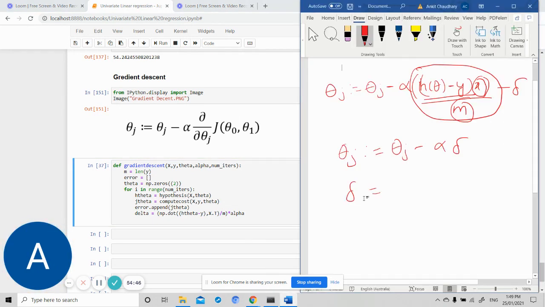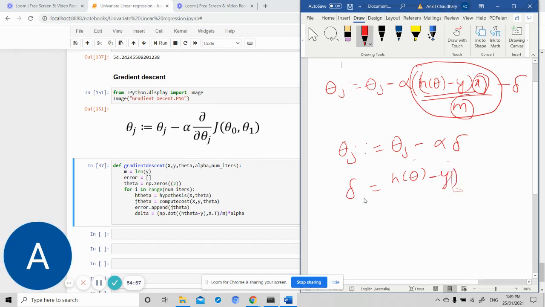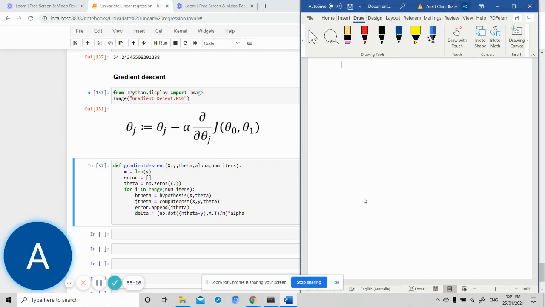So my delta is h of theta minus y. Okay, so this is being again multiplied by x. So this is my matrix multiplication, so we need to transpose this. Then we divide by m, then we finally multiply it by alpha. Why we need to do transpose is, if we generate the output of h of theta minus y, I will show you that.